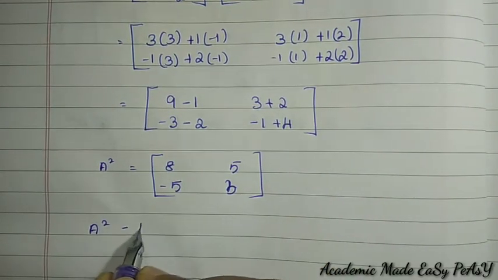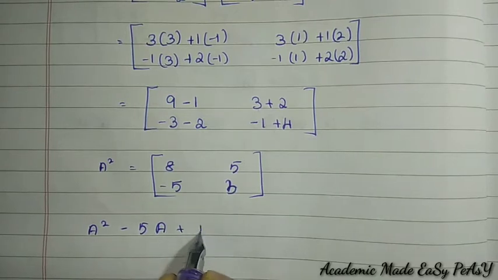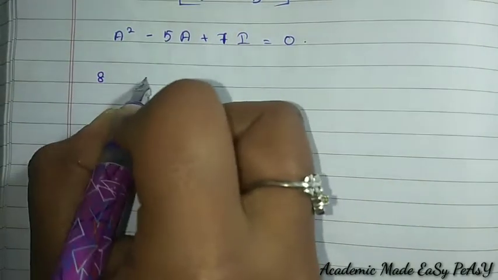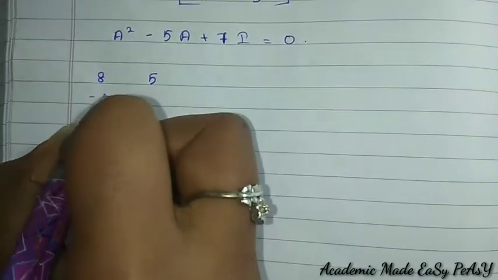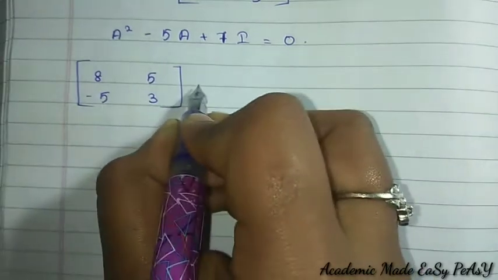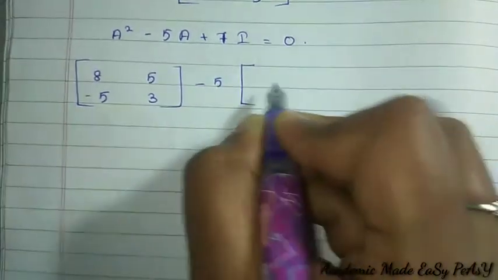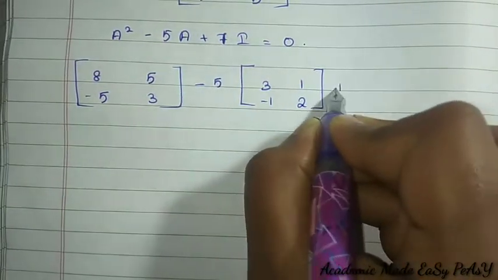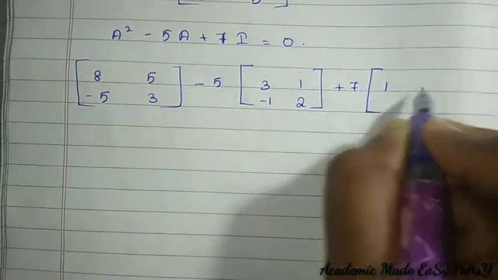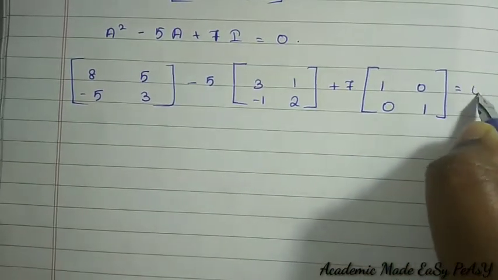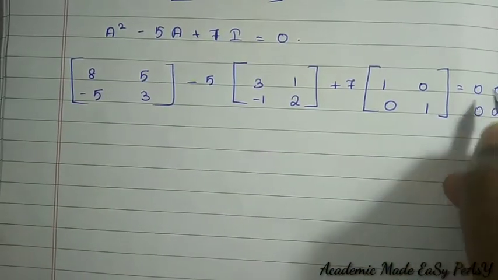So A square minus 5A plus 7I is equal to 0. Now I will start substituting. 8, 5, minus 5, 3. Minus 5 into my A matrix, which is 3, 1, minus 1, 2, plus 7 into 1, 0, 0, 1 is equal to the 0 matrix, 0, 0, 0, 0.